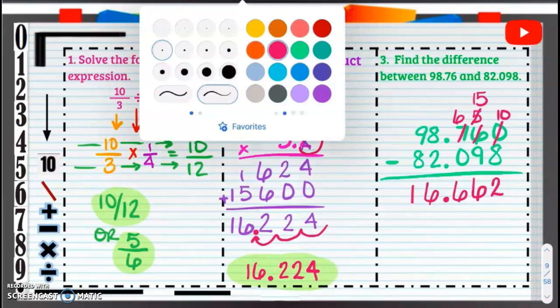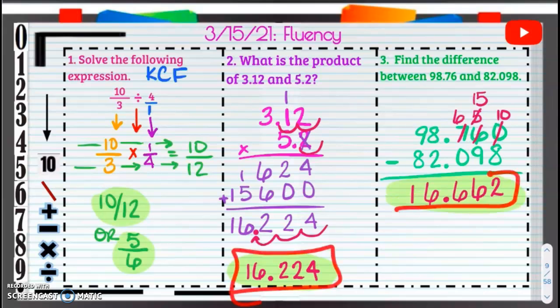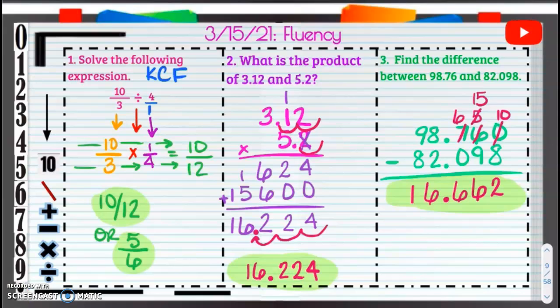So our answer is going to be 16 and 662 thousandths. Oh my goodness, look at how close it is to this. Isn't that crazy? That's going to be it for our fluency. Great job.